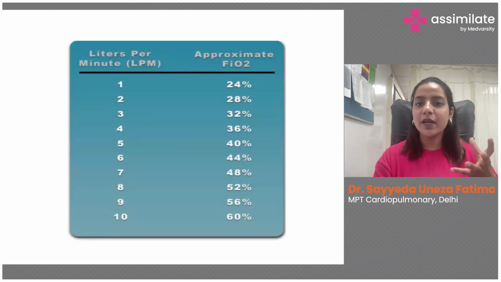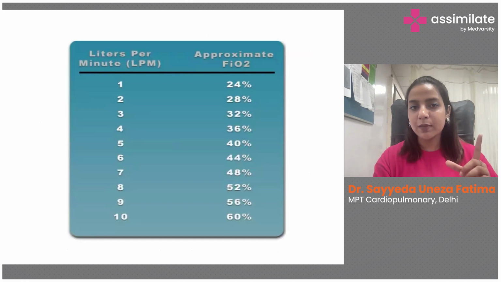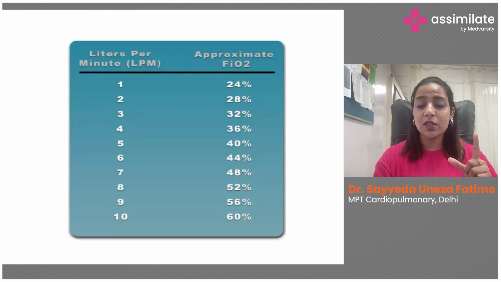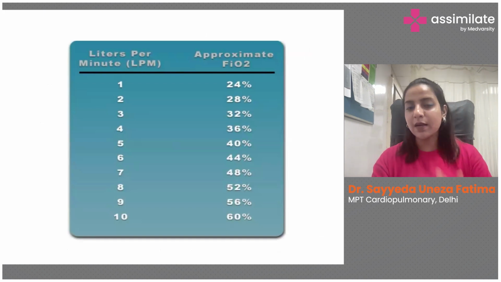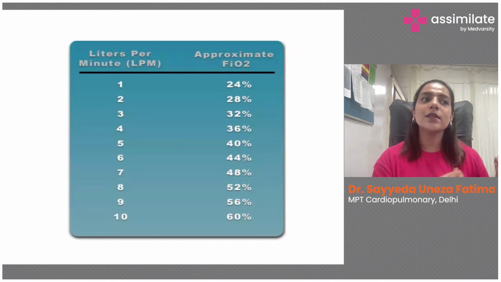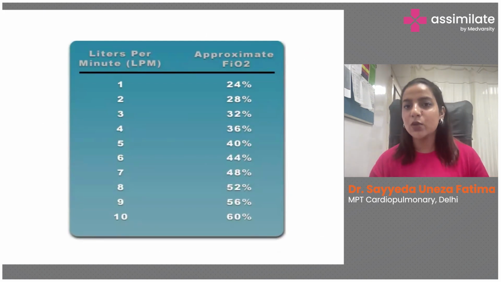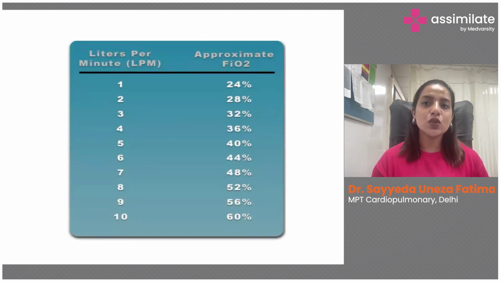So this is a typical example. If you are giving 1 liter per minute, it will make the FiO2 24. If you're giving 5 liters per minute, it's making the FiO2 roughly 40%. This is an approximate idea; these are theoretical values. The practical values are always different, and different devices have different values. 10 liters will give you roughly 60% FiO2.